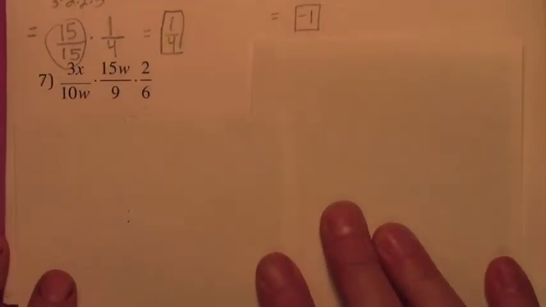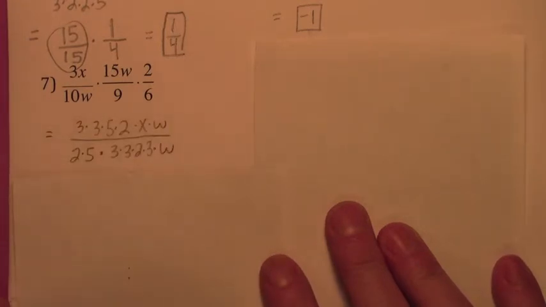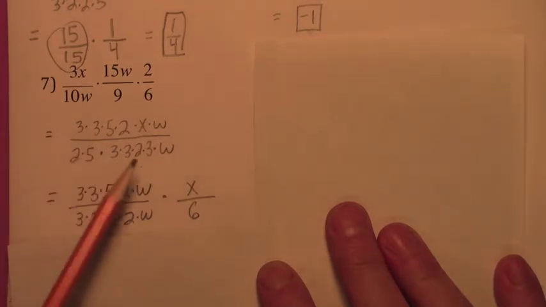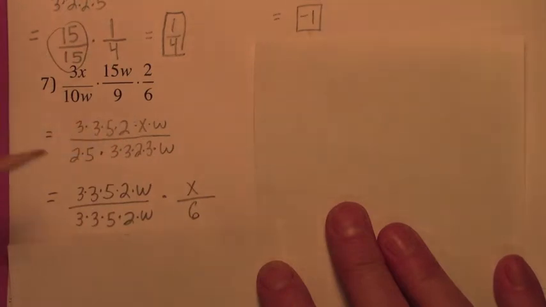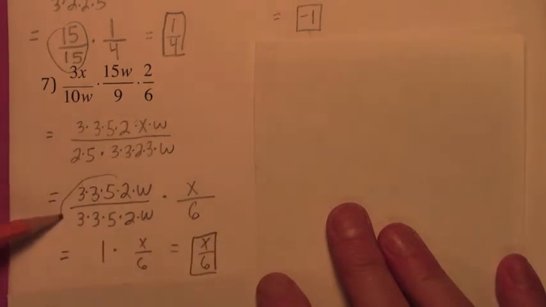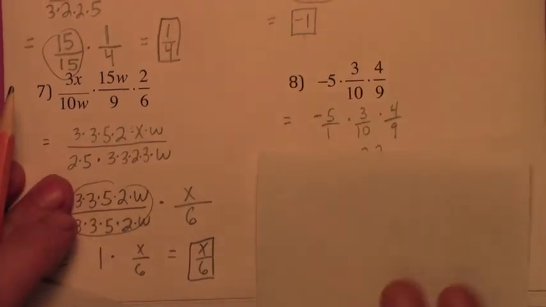A couple more, then you can take over here. Instead of multiplying it out, let's factor everything. Look for the factors of 1. Again, there's going to be two 3s, I think, a 5, a 2, and a W. So what's left on the top, I think, is just an X. You may have to hit the pause button and check this for yourself. And then I think you're going to have a 3 and a 2 left on the bottom. So this forms a 1. These are your common factors. So the final answer is 1 times x over 6, which is just x over 6.